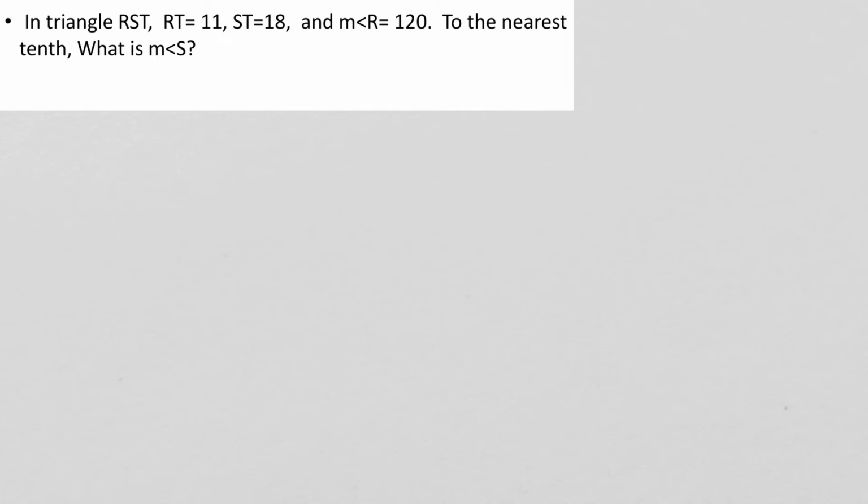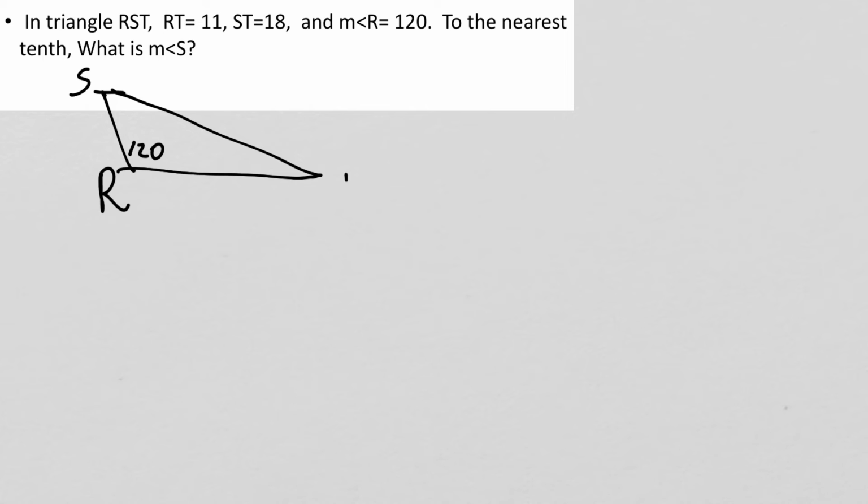Triangle RST this time says RT is 11, ST is 18, so we know those are two sides, and the measure of angle R is 120. So the nearest tenth, what is the measure of angle S? All right, so let's make a triangle that doesn't look like a right triangle. This would be the 120 degrees here, RST. ST is 18 and RT 11. We want to figure out angle S here.